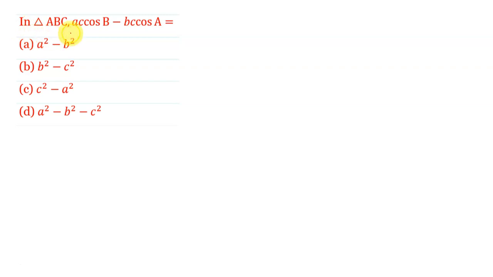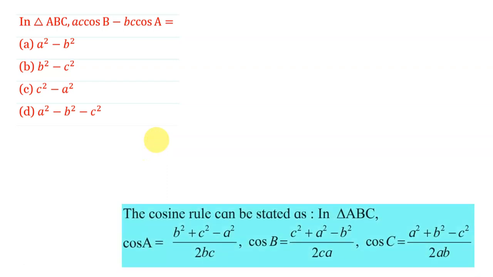In triangle ABC, AC into cos B minus BC into cos A is equal to. The first option is a square minus b square. Second is b square minus c square. Third is c square minus a square. And the last is a square minus b square minus c square. Now here we'll substitute the value of cos B and cos A in this expression, and then we will get the answer.